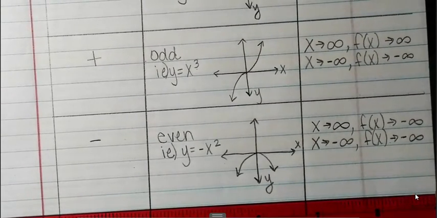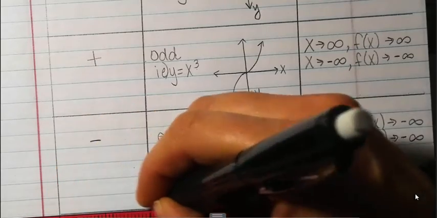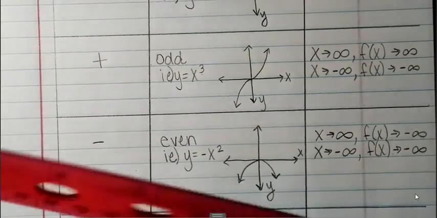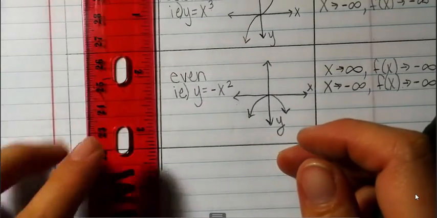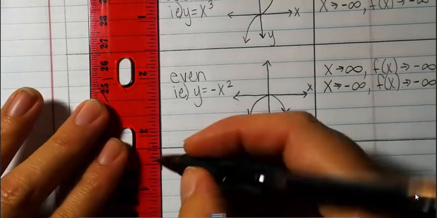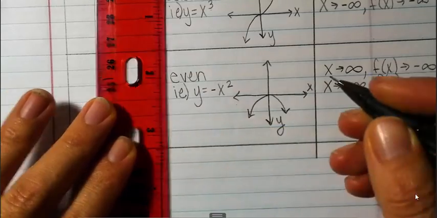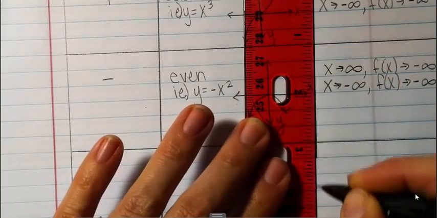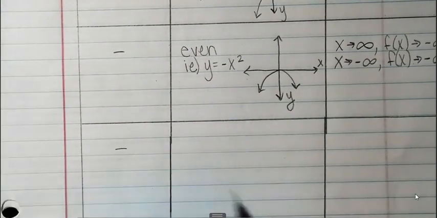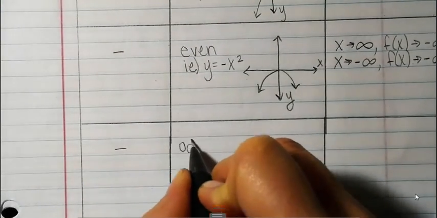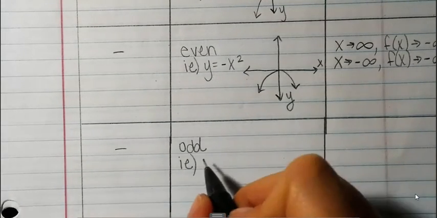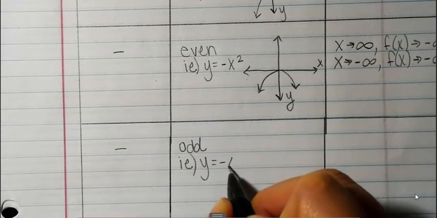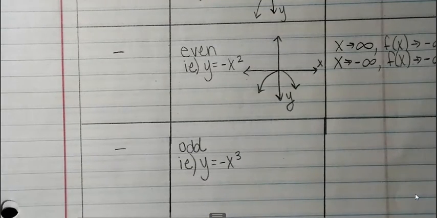And one more of these, when your leading coefficient is negative and your degree is odd, so we still need to take care of that. Okay, so leading coefficient negative, your degree is odd. So for example now, I'm going to use y equals negative x cubed. But think about a line.